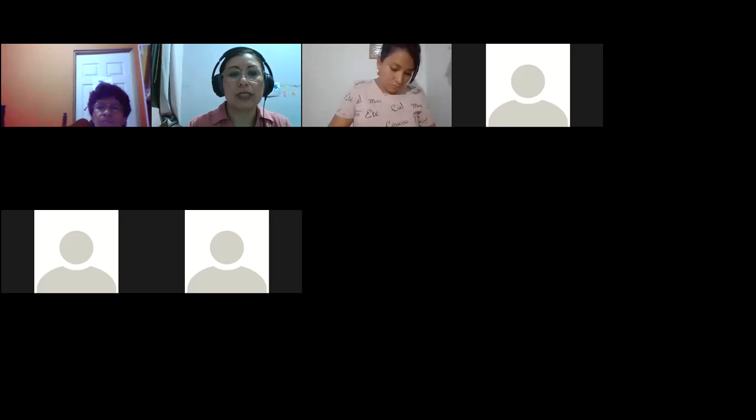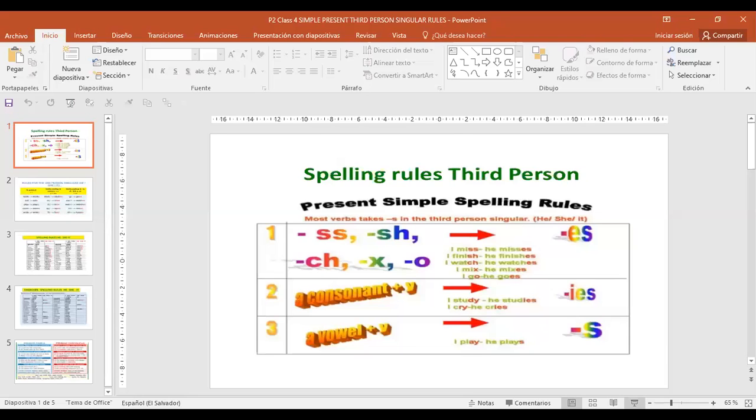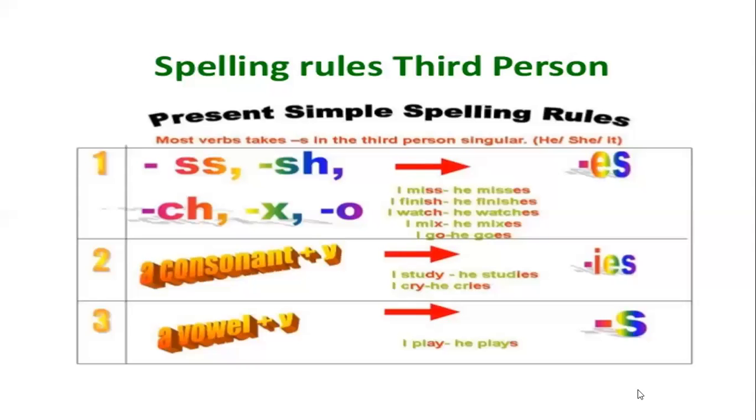Me voy a dejar de compartir, and I want to share a new presentation that I have for you with the spelling rules. Okay, these spelling rules are key. Estas reglas son importantes, ¿verdad? Because they tell us how to write the verbs with the third person singular. Estas reglas básicamente nos dicen cómo se forma la tercera persona, ¿verdad?